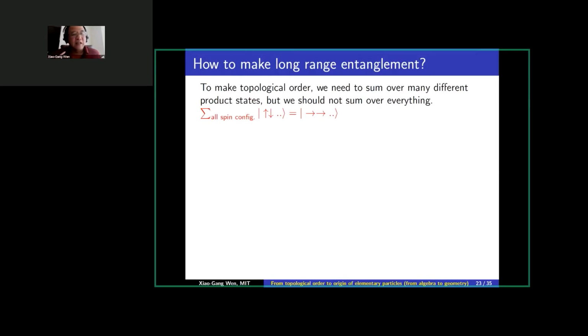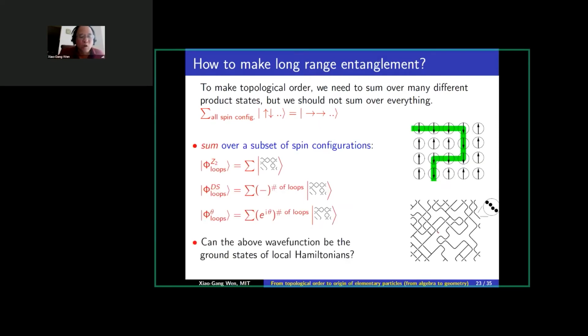So how do we get this long-range entanglement? Well, we know that the superposition of all possible spin configurations is not entangled. It's not long-range entangled. It corresponds to the spin in the horizontal direction. Every spin in the horizontal direction is a product state. So one way to get long-range entangled states is not to sum over all spin configurations, but to sum over a subset of spin configurations. Here, the subset is that we view the up spin as a background. And the down spins, we assume they form a string.